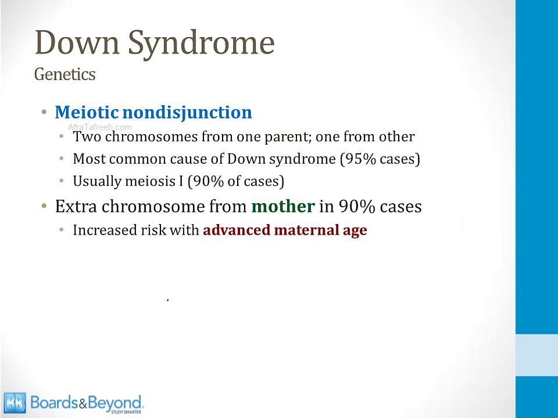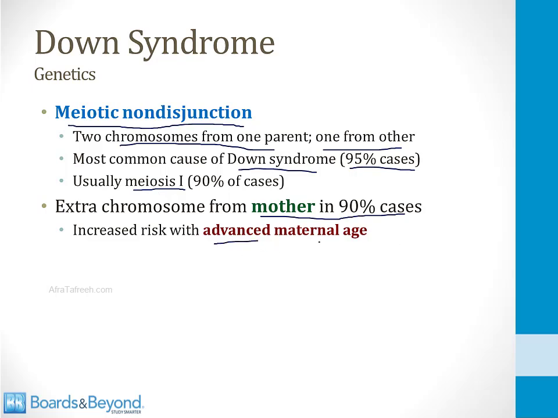Let's talk about the genetics of Down syndrome. In other words, why do babies with Down syndrome develop with 3 copies of chromosome 21? Well, the most common reason is a meiotic non-disjunction, and I talk about this in detail in the video on meiosis. When this happens, the baby receives 2 chromosomes from one parent and 1 from the other. This is the most common cause of Down syndrome. It's responsible for 95% of cases, and in 90% of cases, the error is in meiosis 1. In addition, the extra chromosome comes from the mother in 90% of cases, and for this reason, Down syndrome is associated with advanced maternal age.